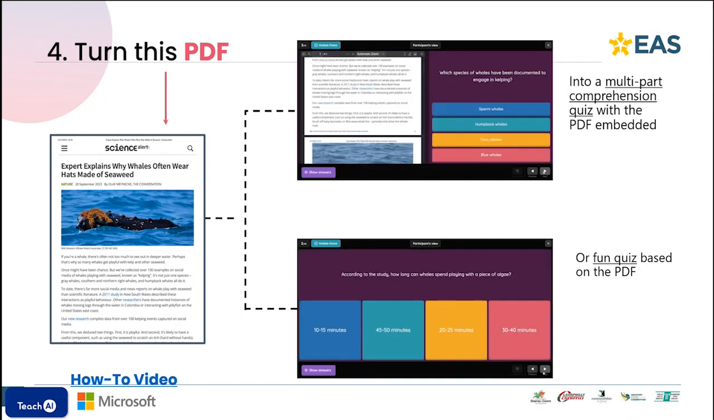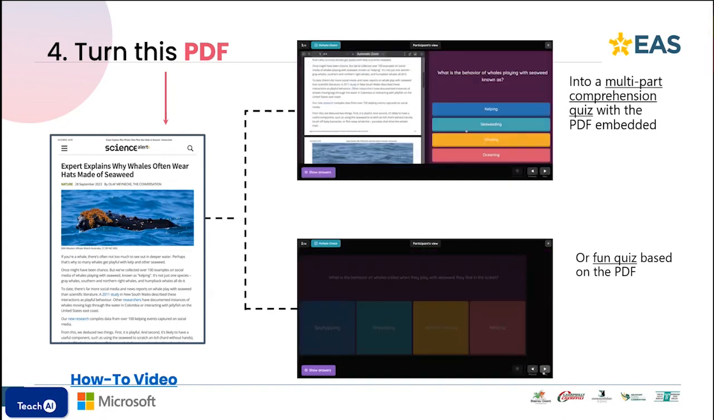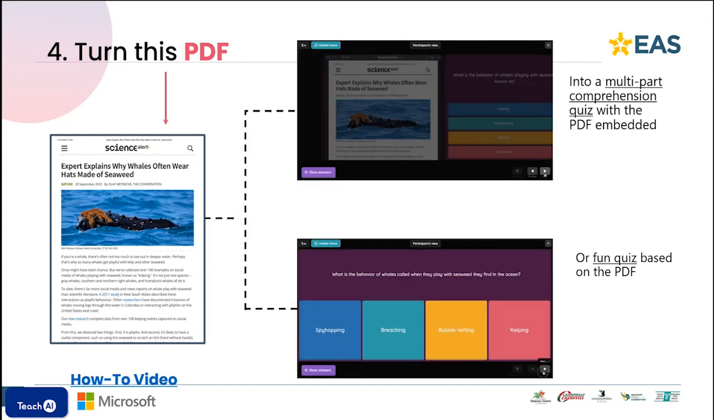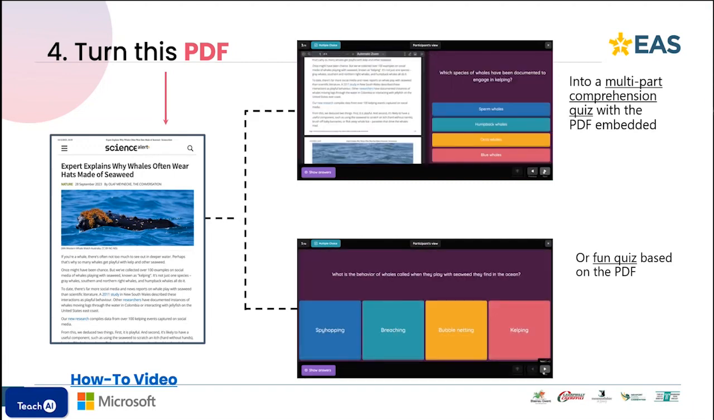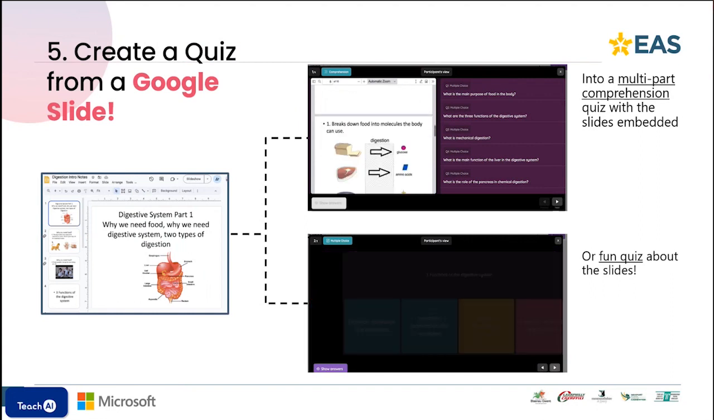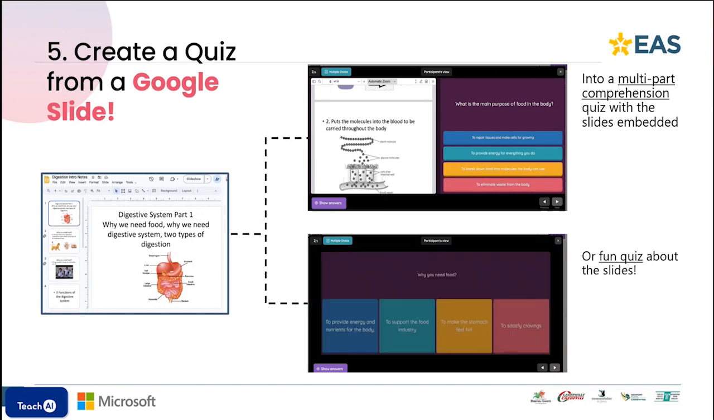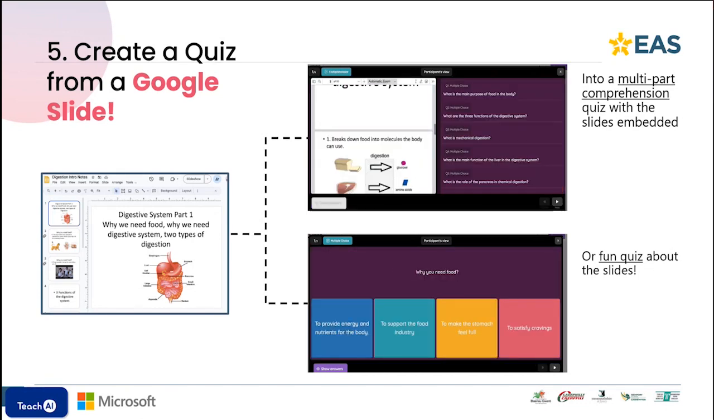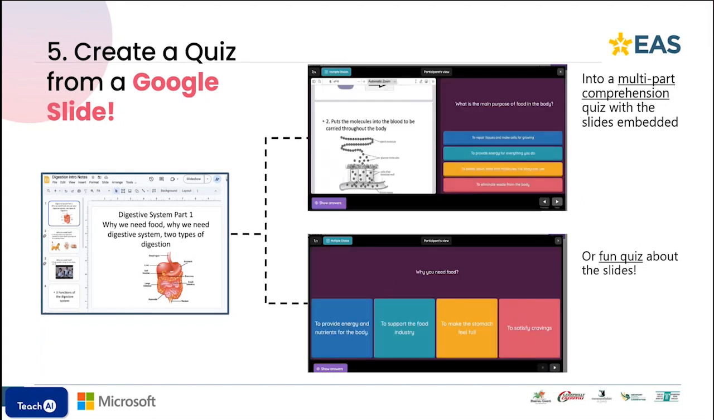You can also take PDFs and turn them directly into quizzes as well. Again, on the left-hand side, a PDF around whales wearing hats made of seaweed, which I'd never seen before. That then turned into a multi-part comprehension quiz on the right-hand side, or a fun quiz based on the bottom as well. So a huge amount of things to do. And then finally, you can also take a slideshow or presentation that you've created in Google Slides, and turn that into a multi-part comprehension quiz or fun quiz as well. So a huge amount of things you can do with content that you've already got created for you.